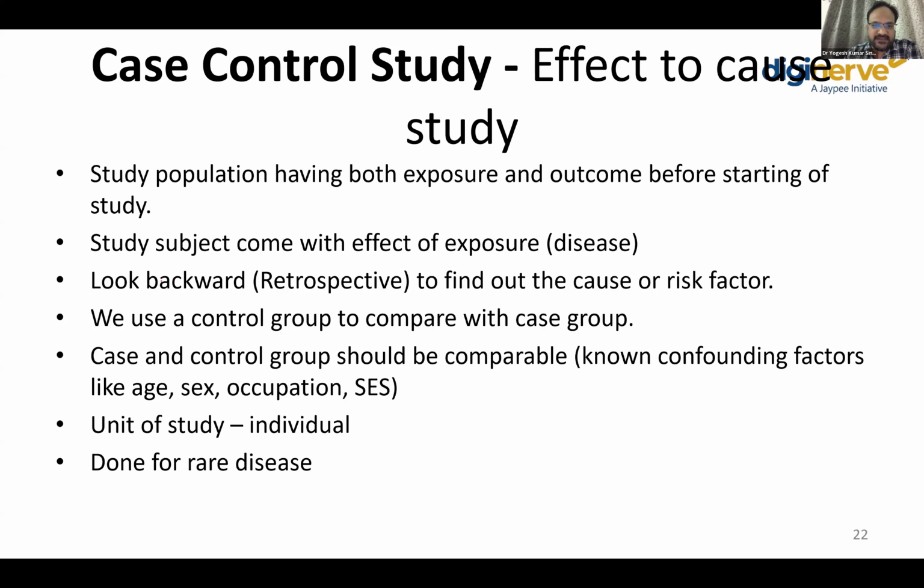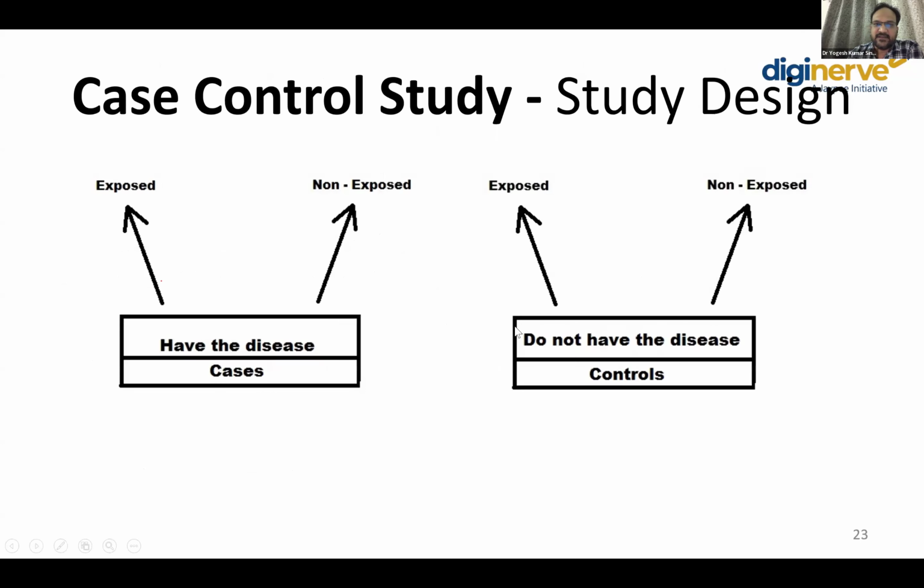Now the unit of study will be the individual. Individual factors will be considered, and it is done for rare disease. Why for rare disease? Because the disease is rare, it happens only sometimes, and we don't know about the exposure history. So a person comes with a rare disease, and now we try to find out the exposure history. Okay, then this is the framework.